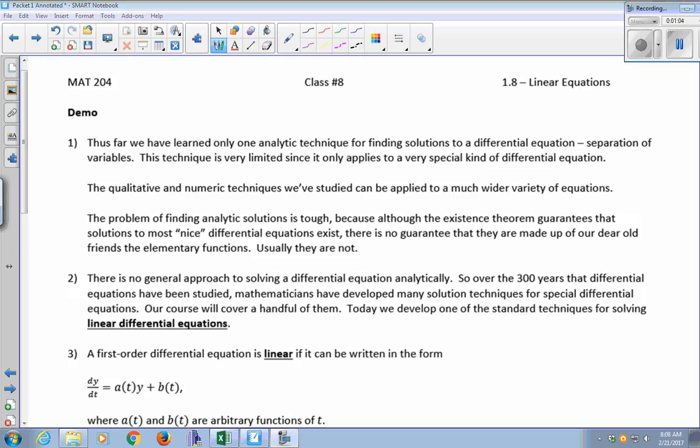Okay, so thus far we've only learned one analytic technique for finding solutions to differential equations, that's separation of variables. The technique is very limited because it only applies to a very special kind of differential equation. But we have studied some qualitative and numeric techniques with slope fields and Euler's method, and they can be applied to a much wider variety of equations.